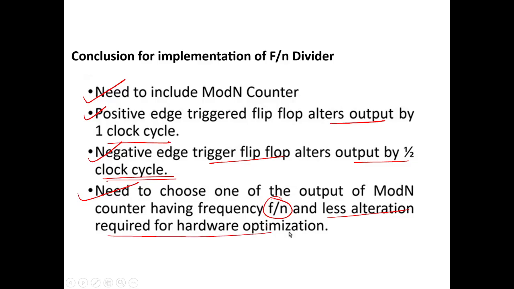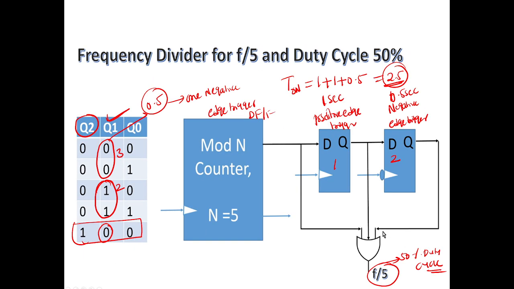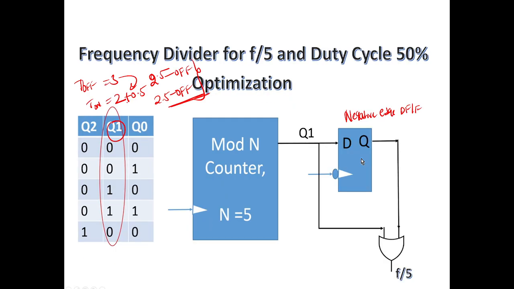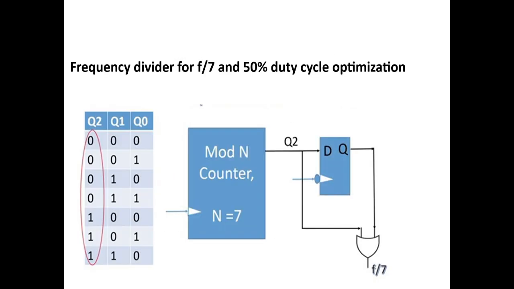So that means less hardware is required. I told you, for F by 5, in order to choose this Q2, we need two flip-flops. So the hardware complexity is increasing. So in order to choose Q2, I am choosing Q1. When I choose Q1, what happens? Only one flip-flop is required, a negative edge trigger flip-flop. You need to see for optimization also. Like that. And next, this is the F by 7 circuit.